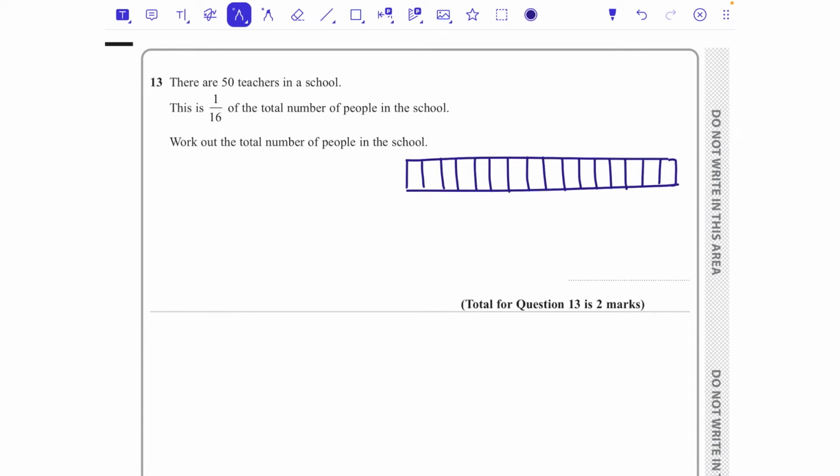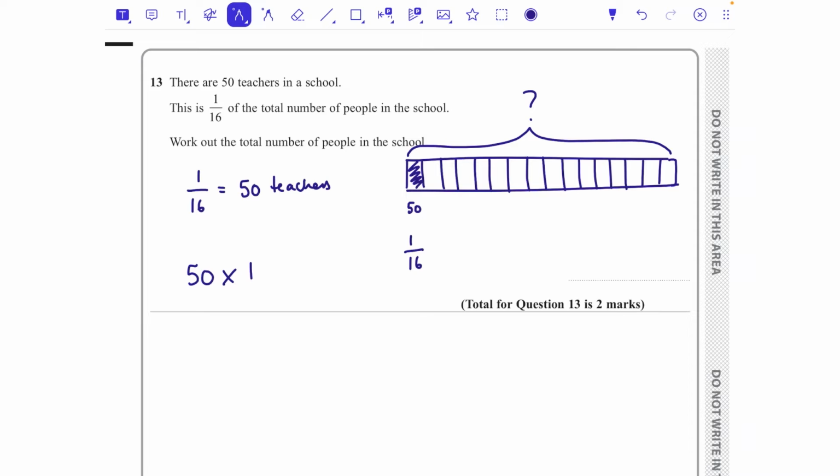So I've got 16 sections here. So this is 50 people, and that is 1 out of 16. And they're asking you how many people are there all together in the whole school. So 1/16 is equal to 50 teachers. So to get all of the people in the school, we're just going to do 50 multiplied by 16. So 50 times 16 is going to be 800. And that would be your answer for 2 marks.